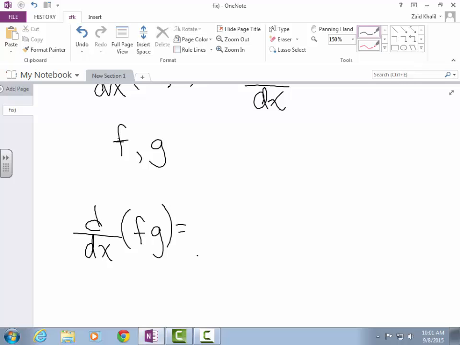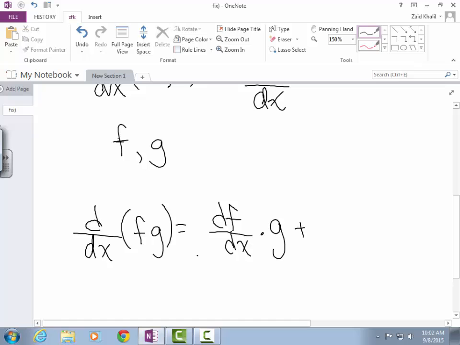So here, this is something that can be proven, and the proof is actually quite interesting. It's something that you should check out. But basically, it is, I guess you would say, df/dx times g plus f times dg/dx.